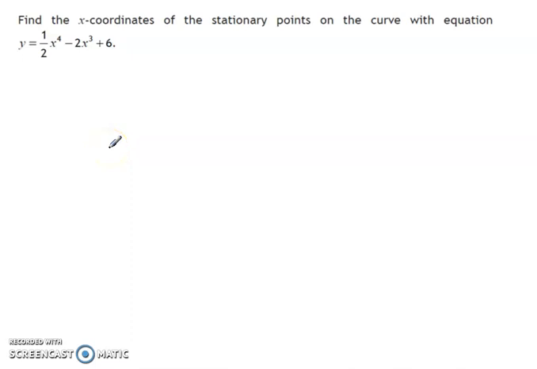So this is the 2019 Higher Paper 1, question 1. It asks us to find the x-coordinates of the stationary point on a curve with this given equation here. Now one thing we have to remember is stationary point means there is no change in the point.